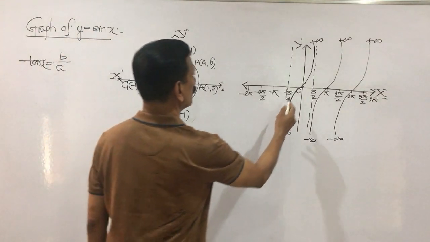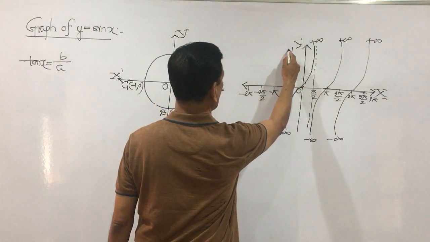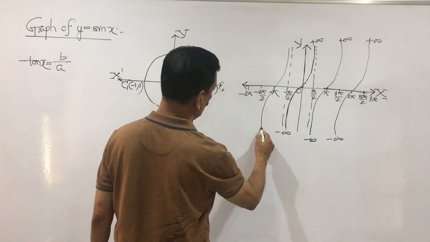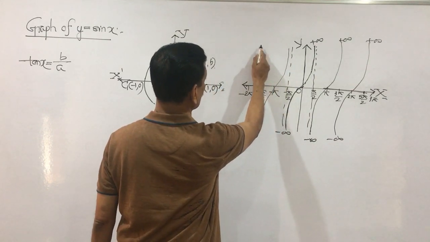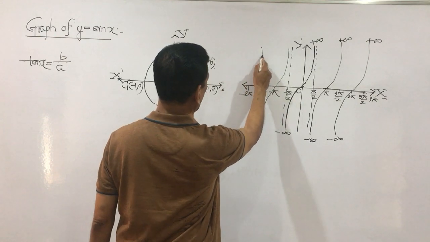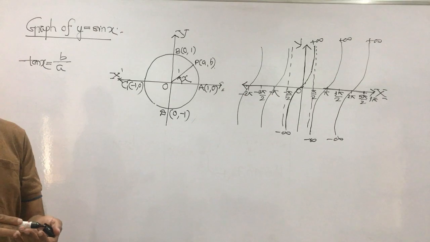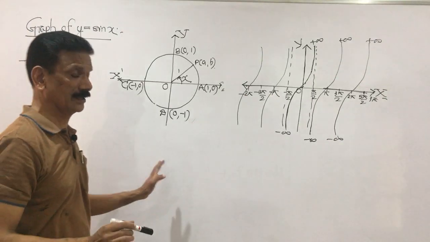Okay. Similarly, next curve you are getting my dear friends like this. Next you are getting the curve like this. Okay. This is the graph of tan x. Okay my dear friends, I hope you understand.